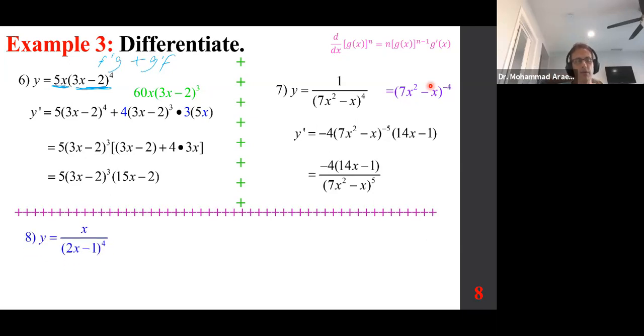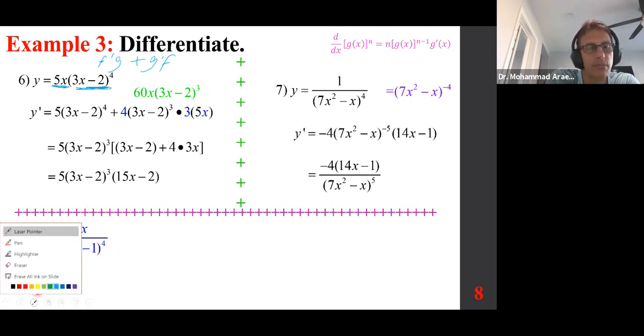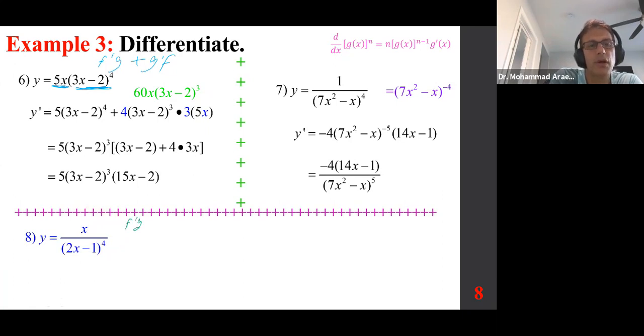Here's the next one. Now, because the numerator is a function, so is the denominator, you better keep it intact and use the quotient rule. Which means you are going to use f prime g minus g prime f over g squared. Here's the f function. Here's the g function. So you use the quotient rule.